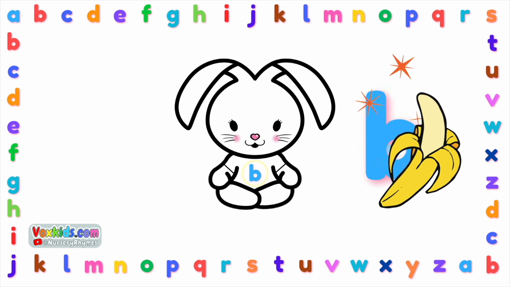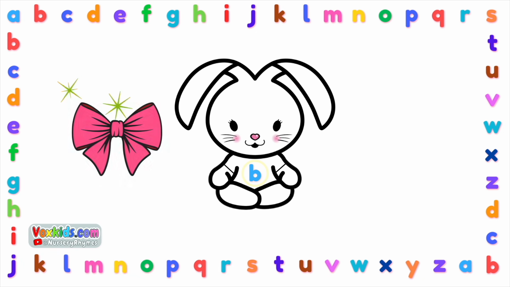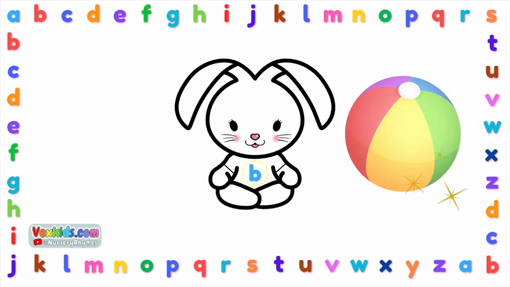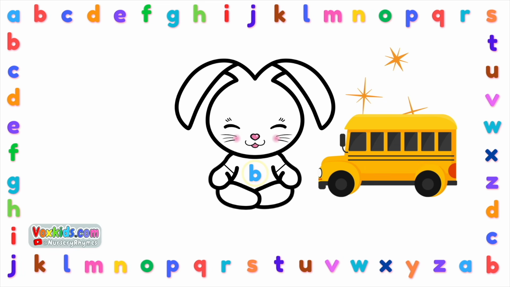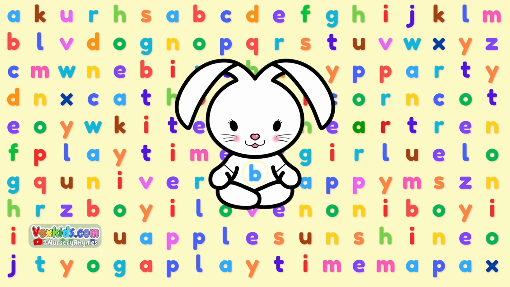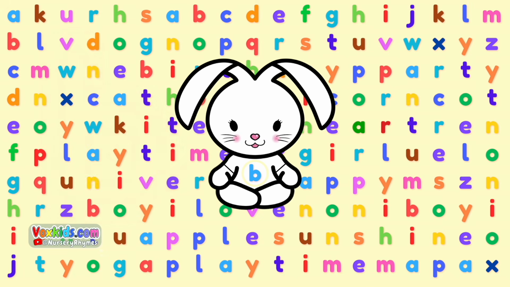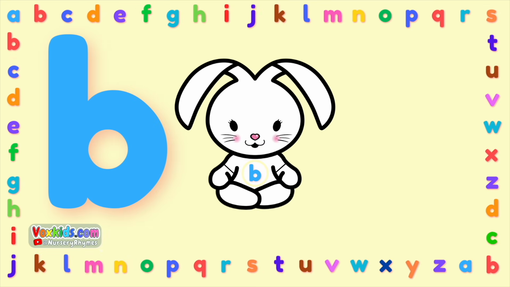Let's sing a song about B. B is my name, and B is the sound I make. Let's sing a song with B. It's a piece of cake. Let's say it together. B, B, B. Now let's say some words beginning with B.